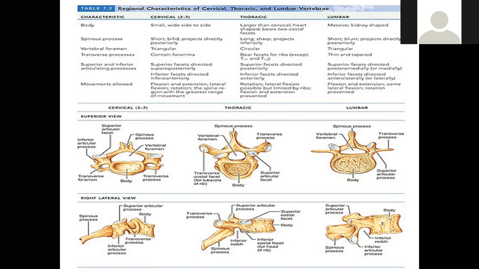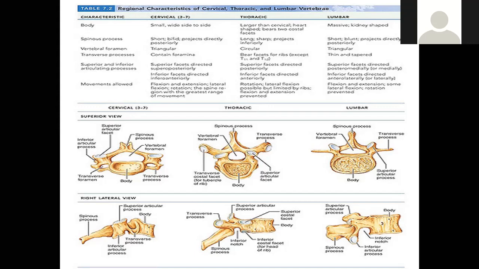But as we go down the vertebral column, the body gets thicker. All right, so the cervical body is small. The thoracic body is larger than the cervical, and the lumbar body is larger than both. They are massively shaped. All right, so when you're looking at the vertebra, look at the body. It's going to tell you basically what level of vertebra they are.